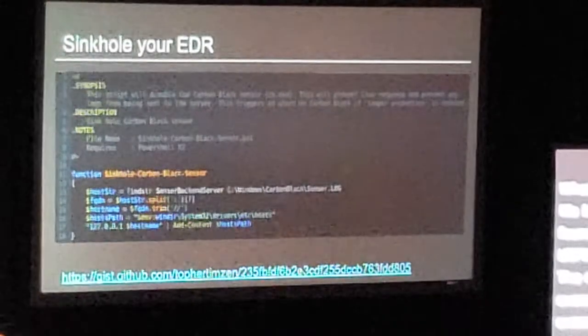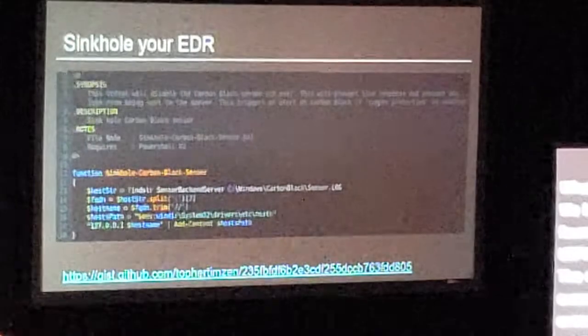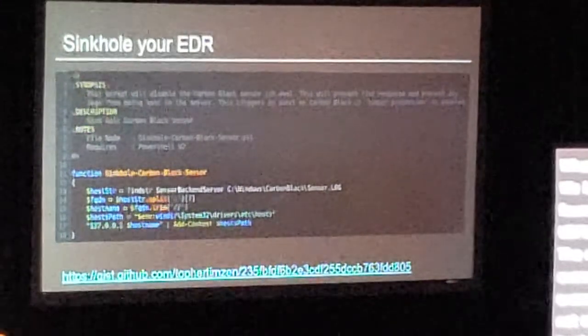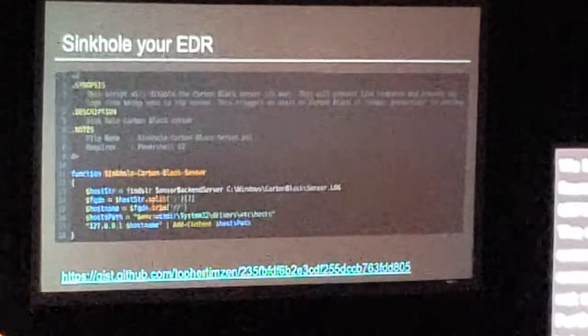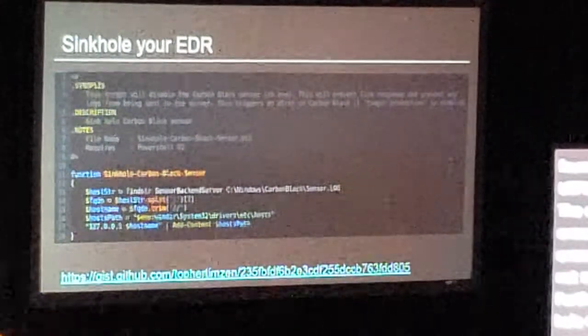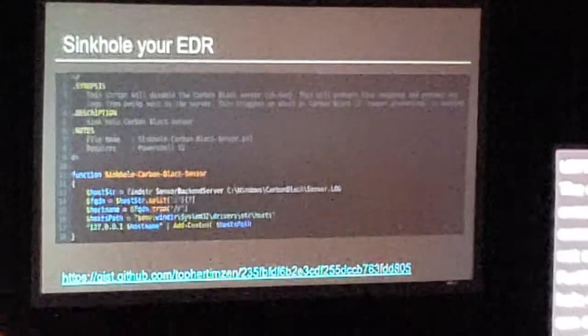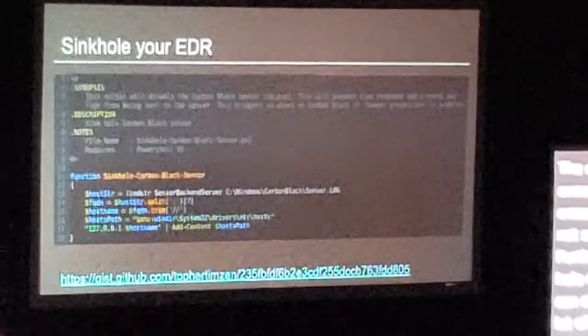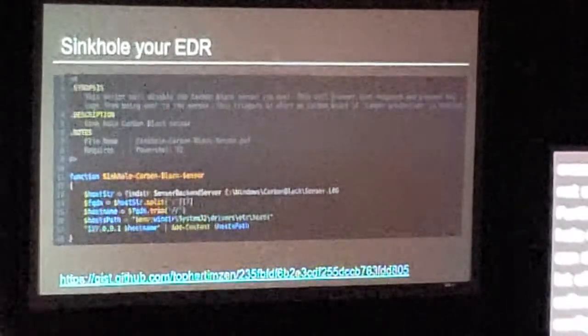Furthermore, there are a lot of ways currently to sinkhole or tamper with EDR products. Here's a 5-line PowerShell script that you can use to sinkhole EDR products. This works on a lot of them. EDR products are just software running on a box. Software has configs, and configs can be tampered with. So a lot of the time you can just tamper with configs and get away with anything on a box on Windows. There are a lot of other ways to go about it.